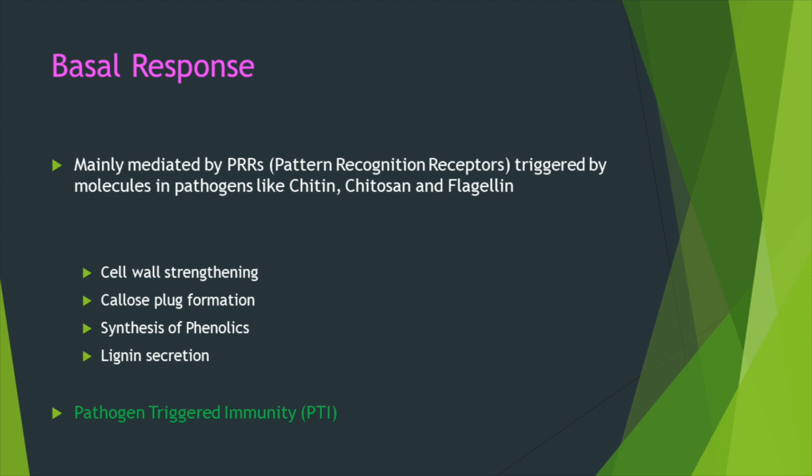So what are the different types of responses? The cell wall strengthening will occur. The plant cell will produce callose plugs, and the plant cells can also synthesize phenolic compounds, and finally it will produce lignin secretion. So these together can be called pathogen triggered immunity. Why PTI, or pathogen triggered immunity? Because this immunity is triggered during the pathogen attack. That is why it is called pathogen triggered immunity.